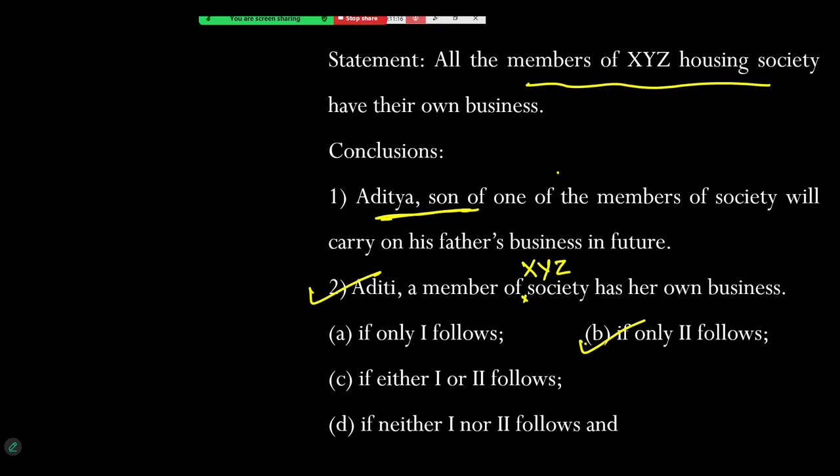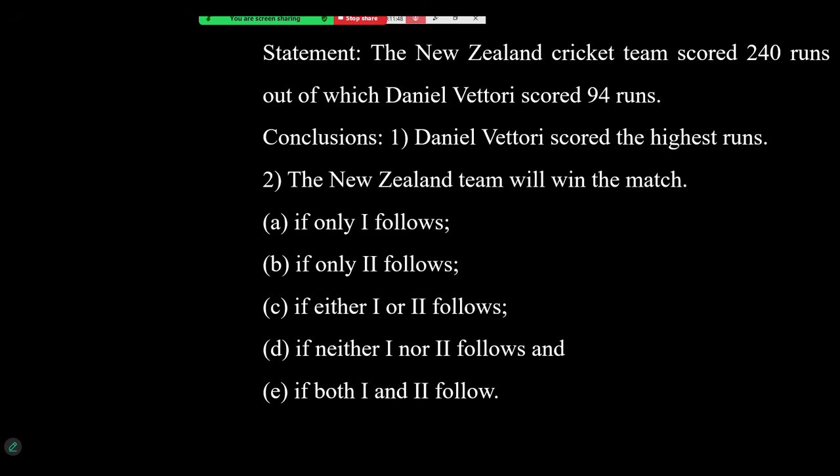So Aditi, a member of society. What society, again you may ask? XYZ housing society only. They have to mention clarity. If we are a member of that XYZ housing society, they have their own business. Aditi, a member of that society, has their own business is correct. If you are a member, but your next generation, your son or your father, whether they are members of that, we cannot say. Sometimes they may continue your business, sometimes your next generation or previous generation may not be in that business. Now, what about this question?